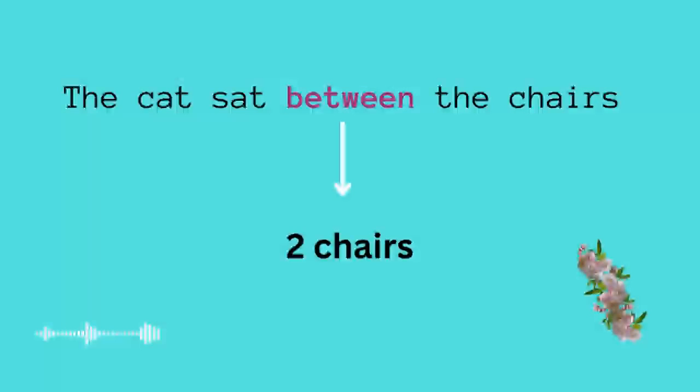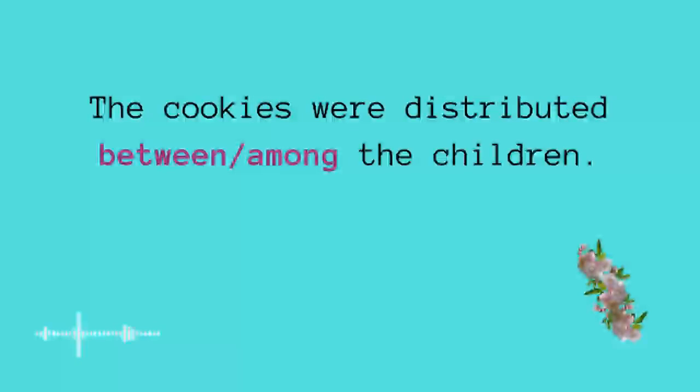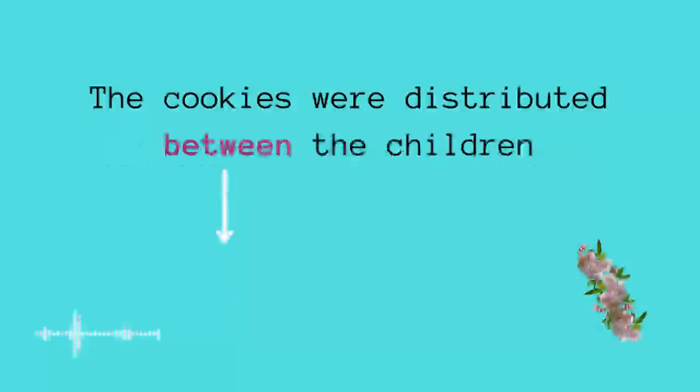We are using between because we are referring to two specific chairs. The cookies were distributed between or among the children. What is the difference between the two?